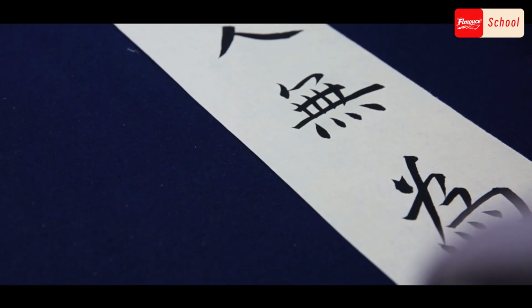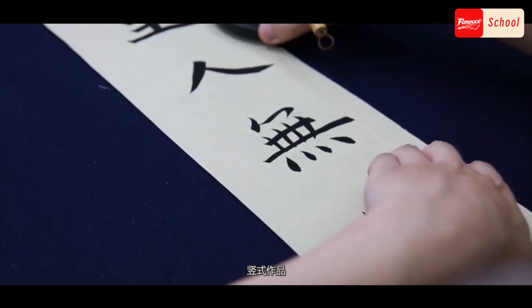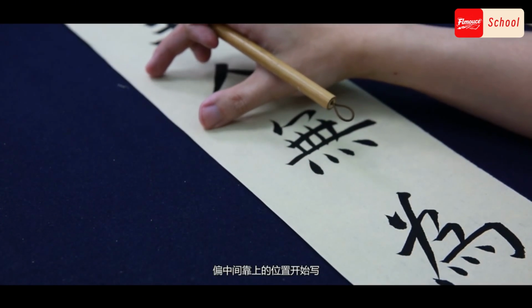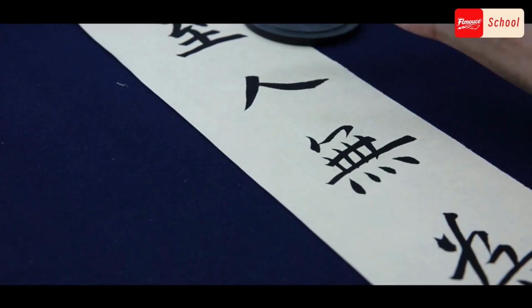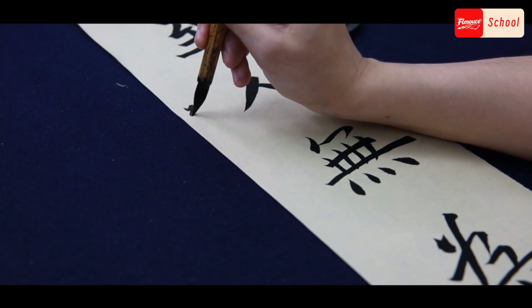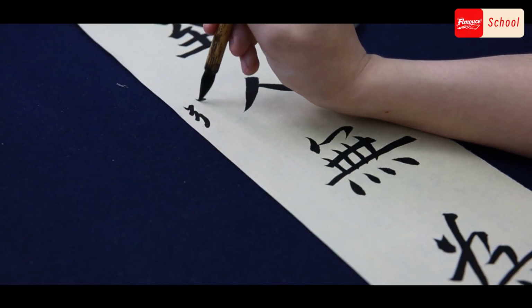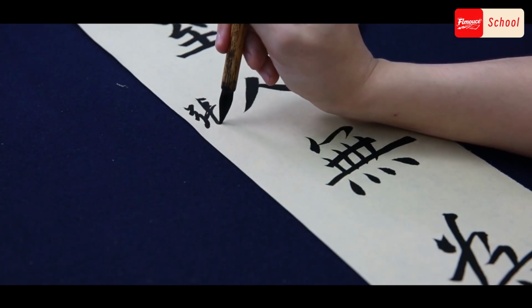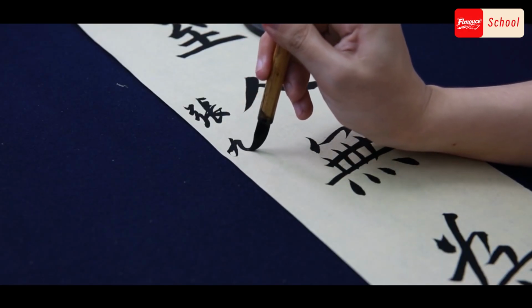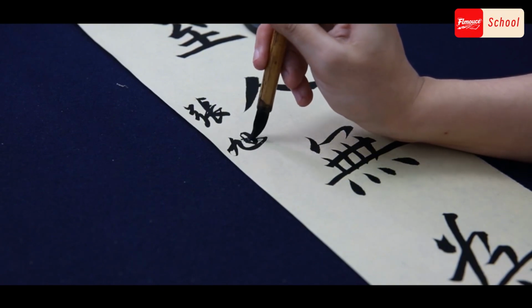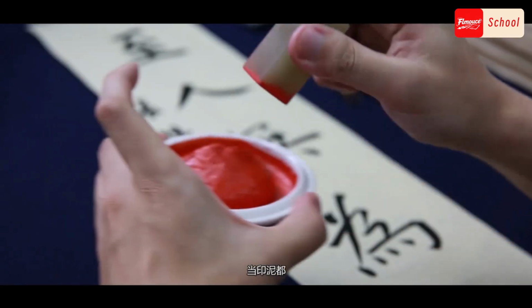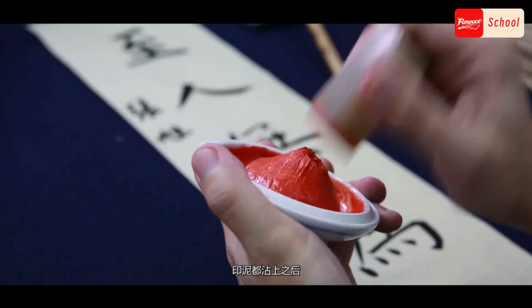Okay, after writing the 4 characters, we need to sign. For a vertical 4-character work, the signature is on the left. Start writing from the upper middle.